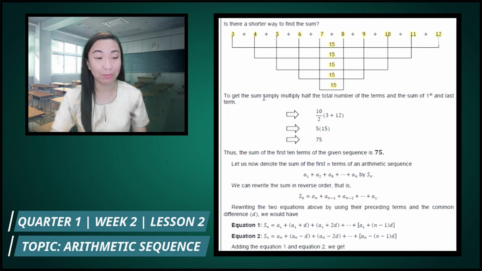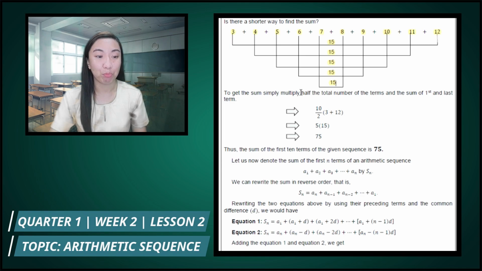To get the sum of this, simply multiply half the total number of terms and the sum of the first and the last term. So this is the shorter way. Accordingly, we get the sum by simply multiplying half the total number of terms. Since in this sequence there are 10 terms, half of that is 10 divided by 2, which is equal to 5. Then we multiply that to the sum of the first and the last term, which is equal to 15.